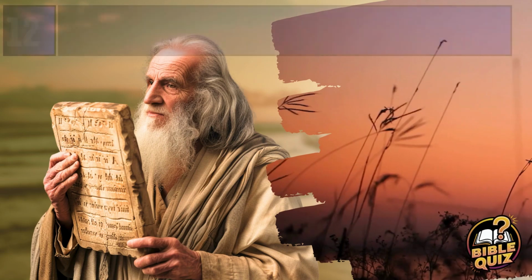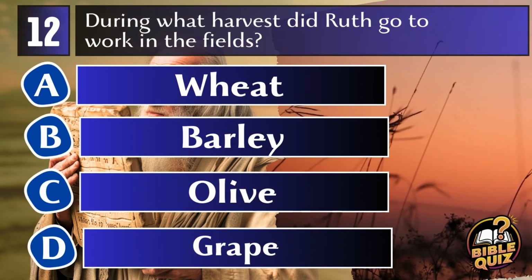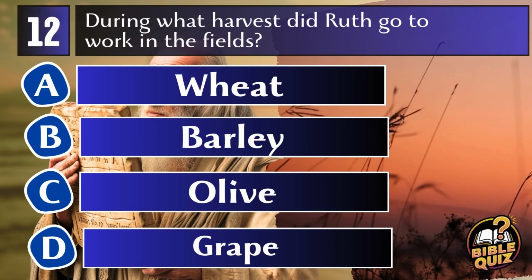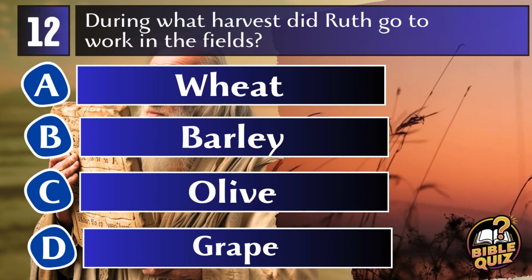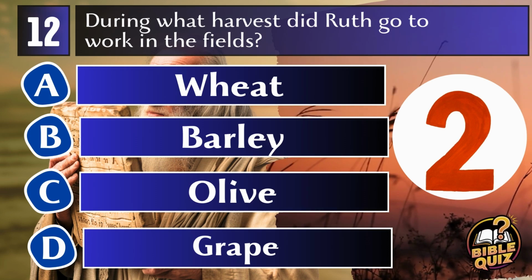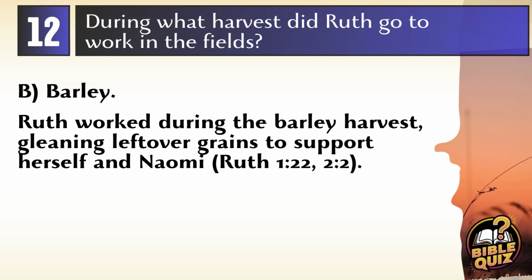Ruth 1:20. Question 12. During what harvest did Ruth go to work in the fields upon returning to Bethlehem? A. Wheat. B. Barley. C. Olive. D. Grape. Answer: B. Barley. Ruth went to work in the fields during the barley harvest, gleaning leftover grains to support herself and Naomi. Ruth 1:22, 2:2.